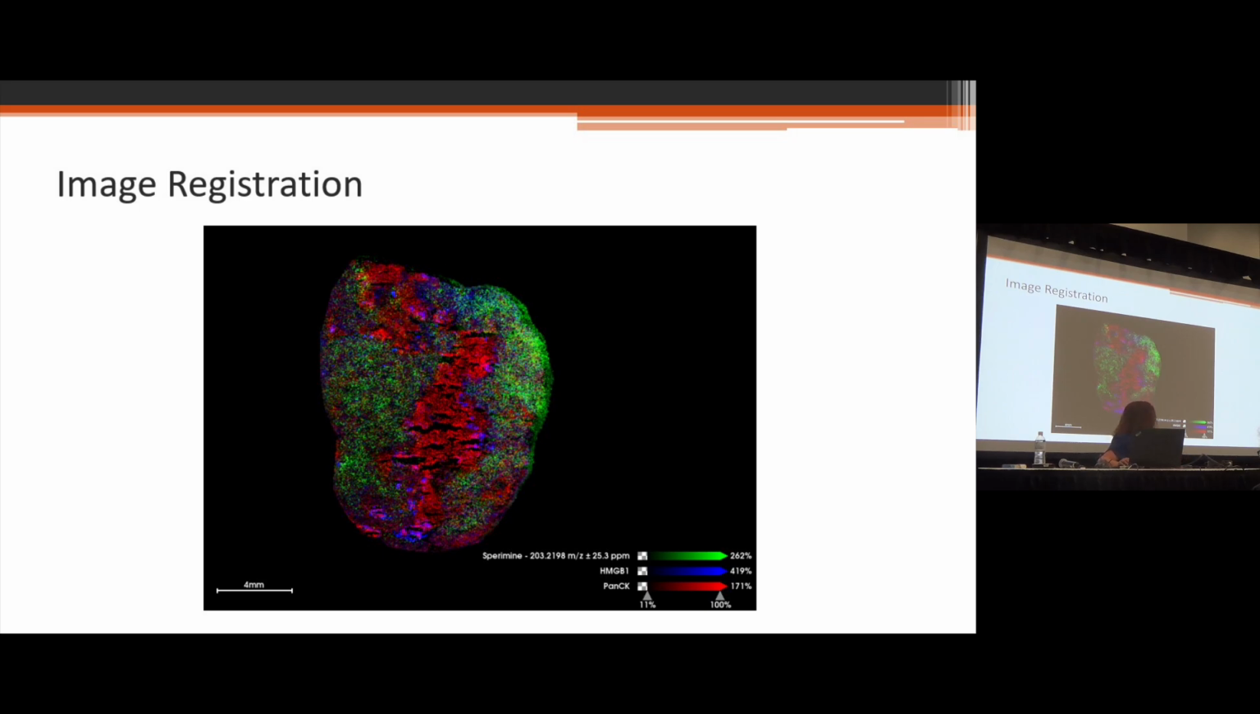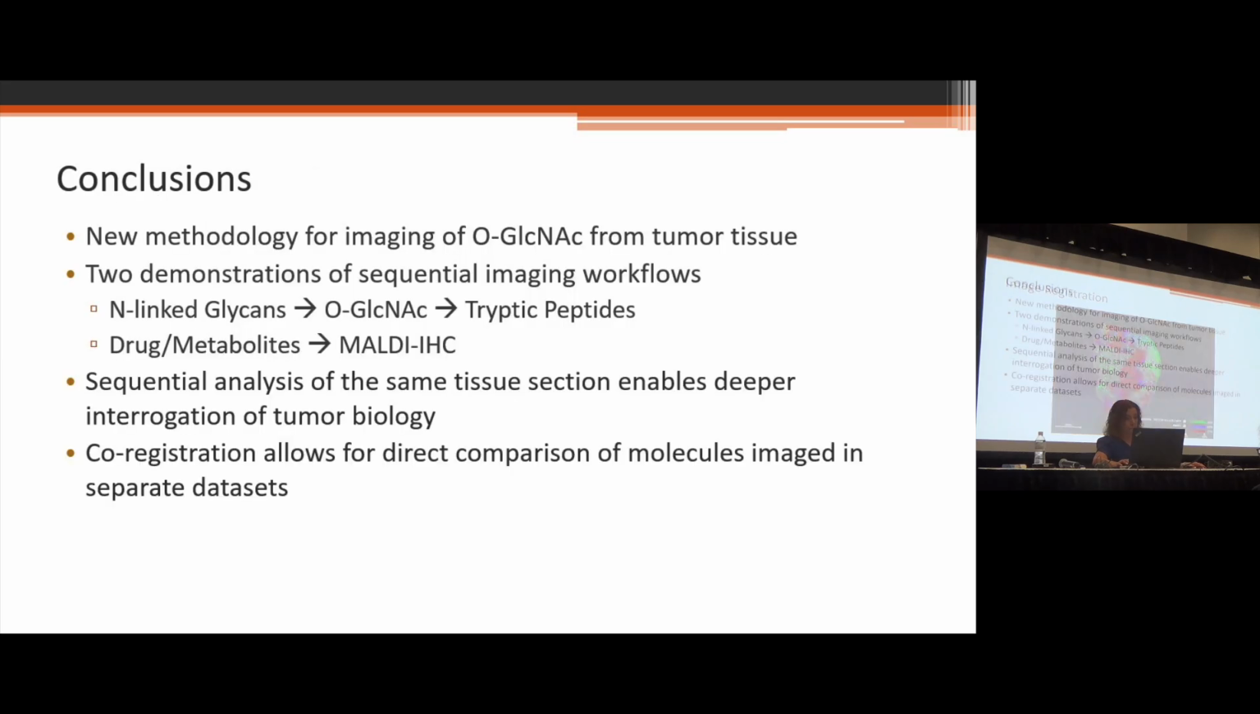And so here we're combining the spermine signal in green, HMGB1 in blue, and pan-CK in red. And so we can visualize this as if it was all collected at the same time, despite them being very different sample preps.